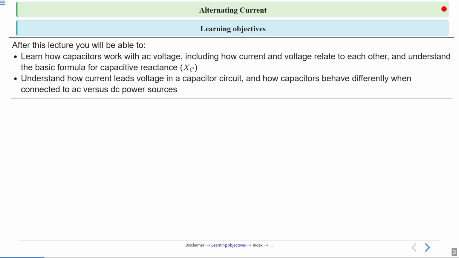Okay, in a purely inductive circuit we have seen inductive reactance. In a capacitive circuit there will be capacitive reactance, and in an inductive circuit we saw that current lags behind the voltage. Now you will be able to understand how current leads voltage in a capacitor circuit, and how capacitors behave differently when connected to an AC versus a DC power source.